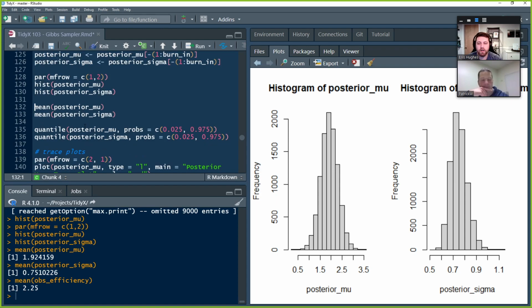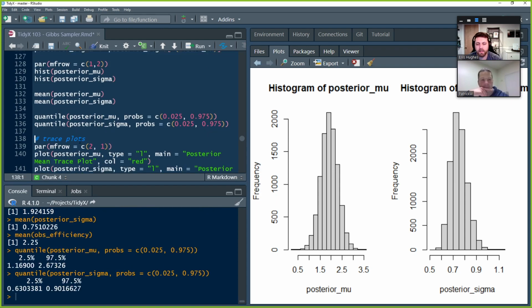We can take a quantile as well, so we can look at the range of the mu and sigma. So we think they'll be somewhere between 1.16 and 2.67, with a standard deviation of 0.63 and 0.90, somewhere around there.